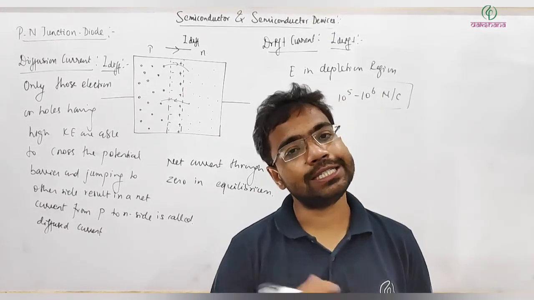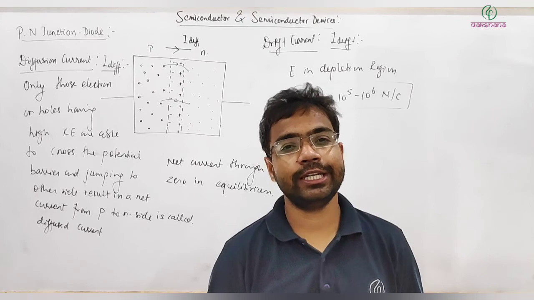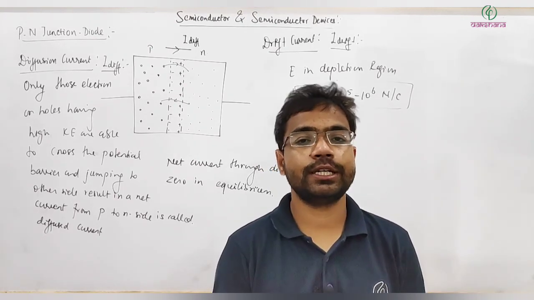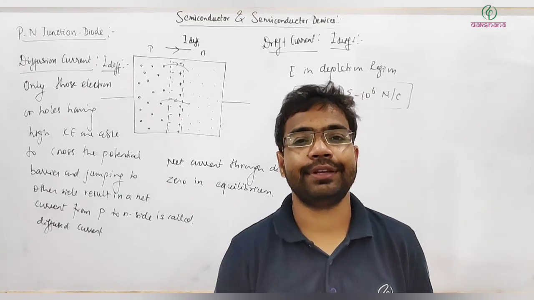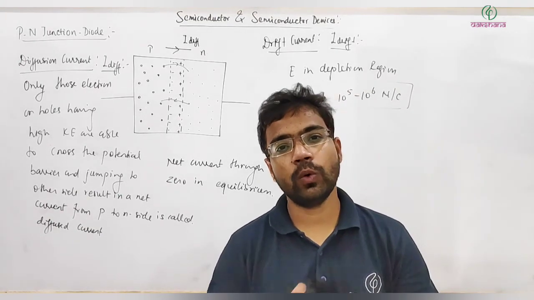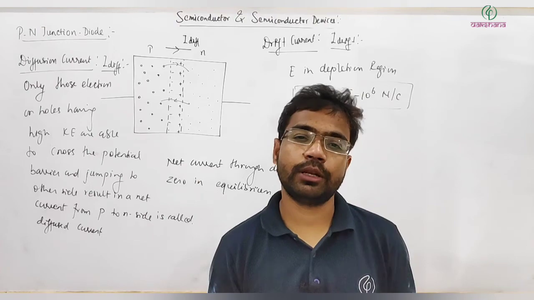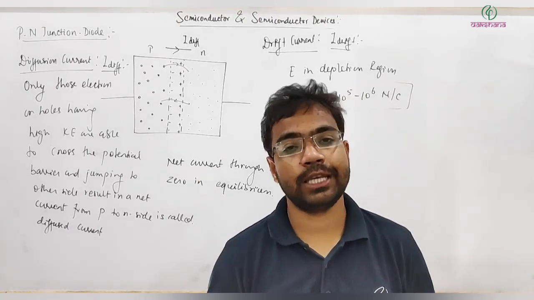Electron-hole pairs are generated, but what happens actually is that if one new electron-hole pair is generated, another hole and electron combine and they finish. So overall, at equilibrium, the number of electron and hole pairs remains the same.